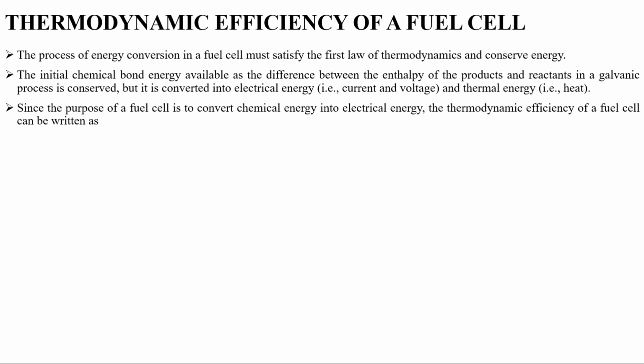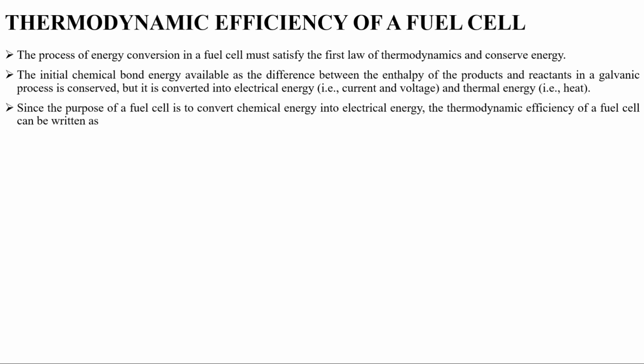We know the purpose of a fuel cell is to convert chemical energy into electrical energy, not into heat. We use a fuel cell to convert chemical energy into electrical energy. We do not use a fuel cell to convert chemical energy into heat. So the desired output of the fuel cell is the electrical energy.